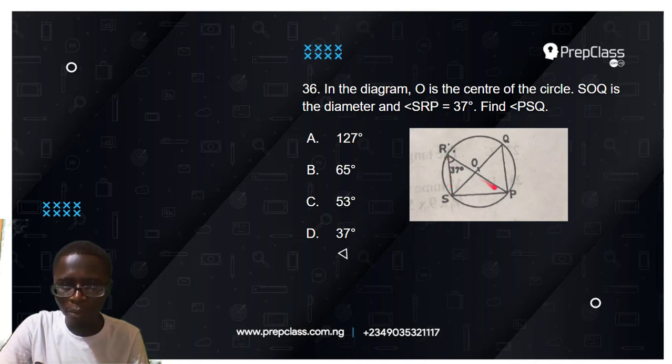Angle SRP is 37. Now we're asked to find angle PSQ, so we are just looking for this angle here. If you are conversant with circle theorems, you can practically find your way out of these things by just remembering them. If you were asked to find angle SQP, it's just a matter of matching angles in the same segment. But that's not the case here because we are required to find this portion, and you can't point to an alternate segment or even a same segment using this part.